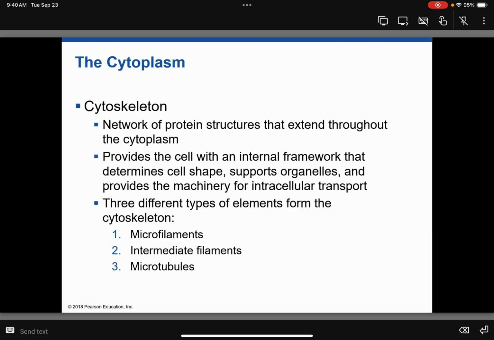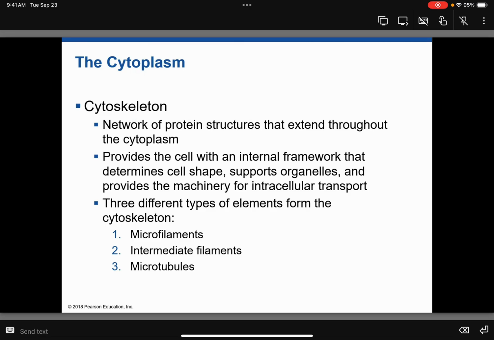Okay. It helps to support and anchor the organelles, keeping them in the location where they can function their best. And then it provides machinery for intracellular transport. Think of it as kind of like a subway system for different substances that move around the cell. So you have this skeletal structure inside, which you're not going to be able to see if you look through a microscope, but it has this structure inside which can help to move substances, kind of like a subway or a train system.